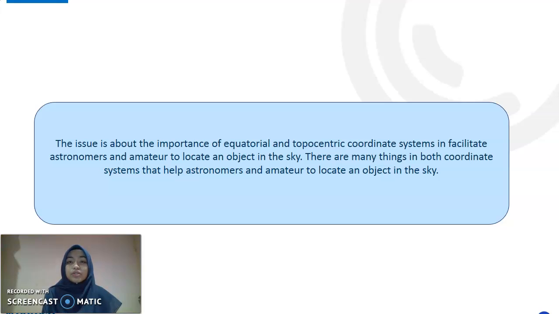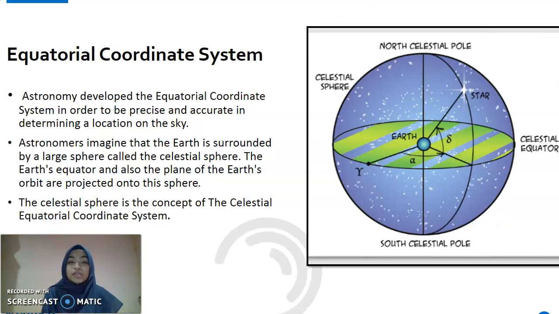The issue is about the importance of equatorial and topocentric coordinate systems in facilitating astronomers and amateurs to locate an object in the sky. There are many things in both coordinate systems that help astronomers and amateurs to locate an object in the sky. First, the equatorial coordinate system.